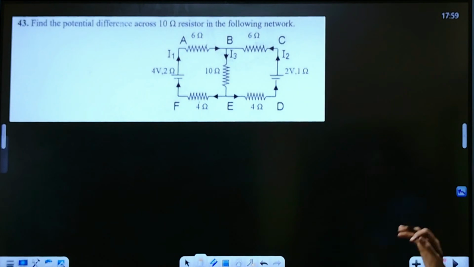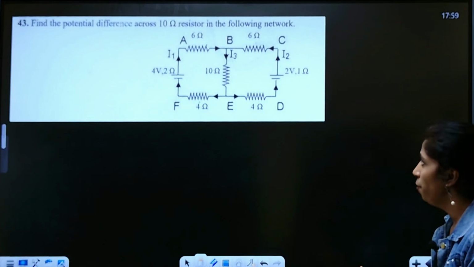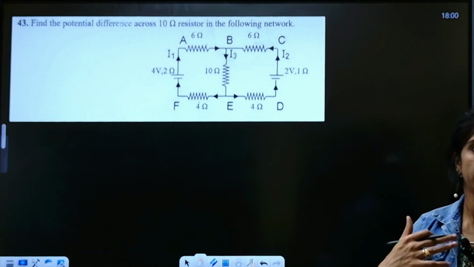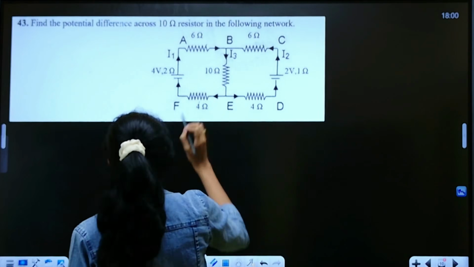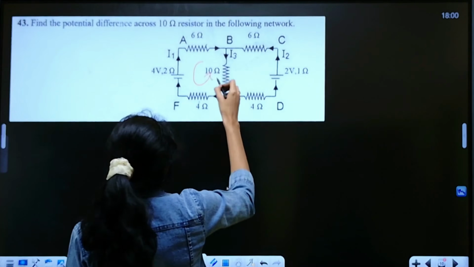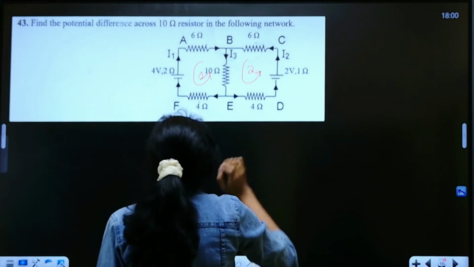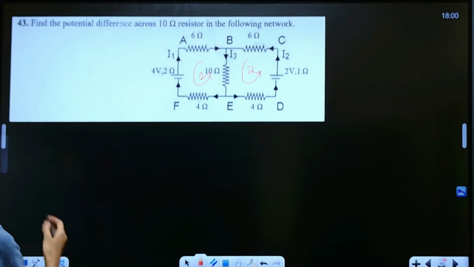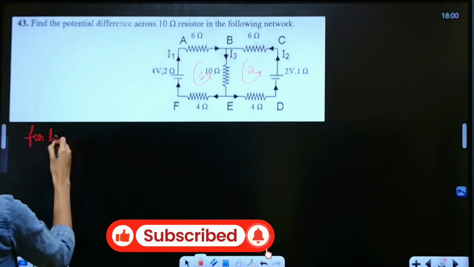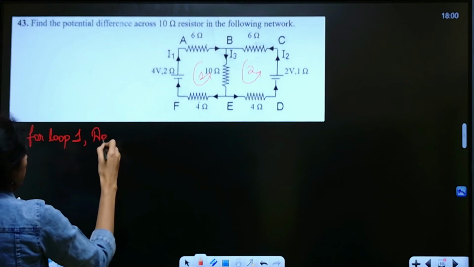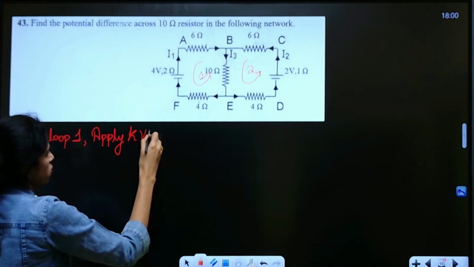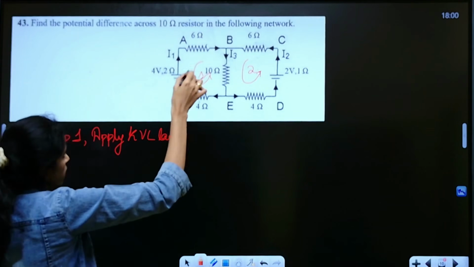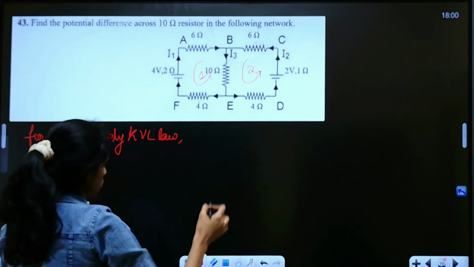Now moving to the second numerical, it's completely Kirchhoff's voltage law. It's not quite tricky, but if you apply the law, the rest is just a simple mathematical technique. Now let me take this as the first loop and this as the second loop. First let me apply Kirchhoff's voltage law, KVL, for loop 1. I'll go in this direction, anti-clockwise. You can go in any direction, no problem.